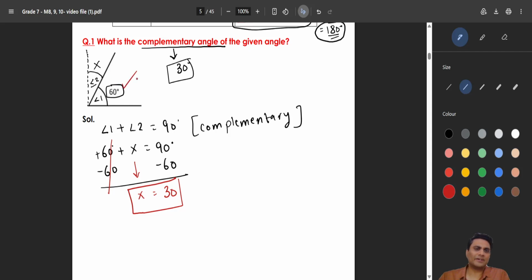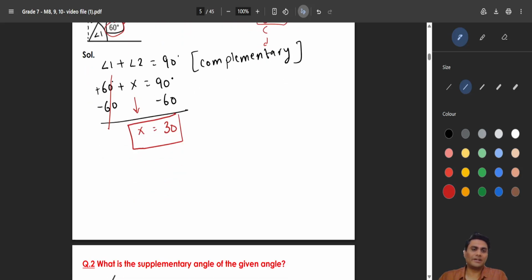But if the numbers are very easy and it is a multiple choice question like A, B, C, D, four options are given, you can just simply check this number. This is 60 and think in your mind, 60 plus how much will make 90. You know 60 plus 30 will make 90. So you can choose the option which has 30. That will be the answer. So complementary means the total should be 90.